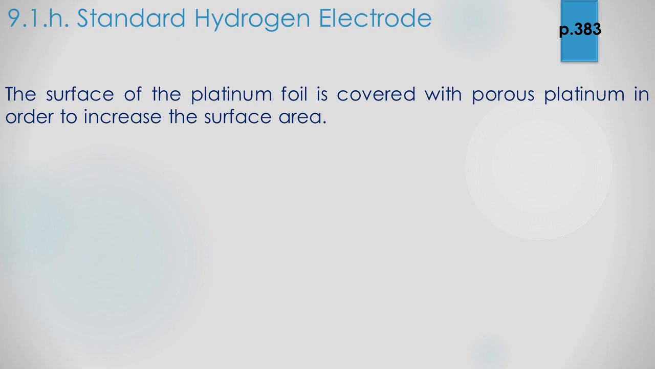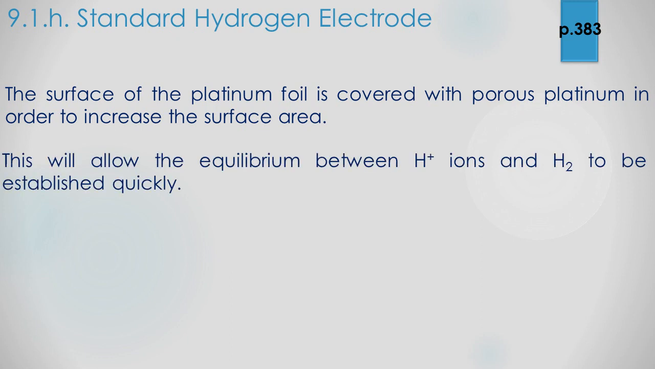The surface of the platinum foil is covered with porous platinum in order to increase the surface area so that the reaction can take place more quickly. The equilibrium between H+ and H2 is established more quickly. This is how we represent the reaction: H+ plus 1 electron gives half H2 gas, comma, platinum, because platinum is part of this half cell.